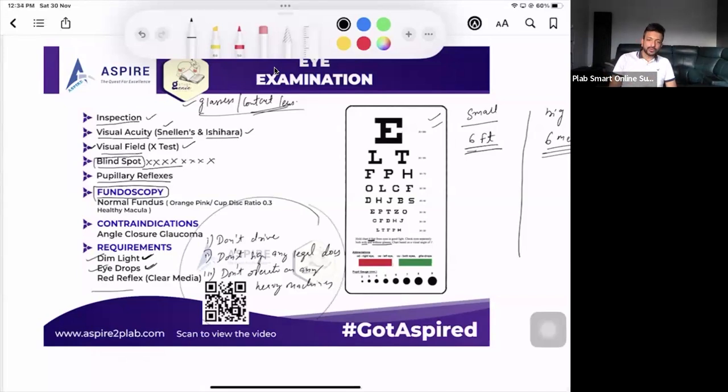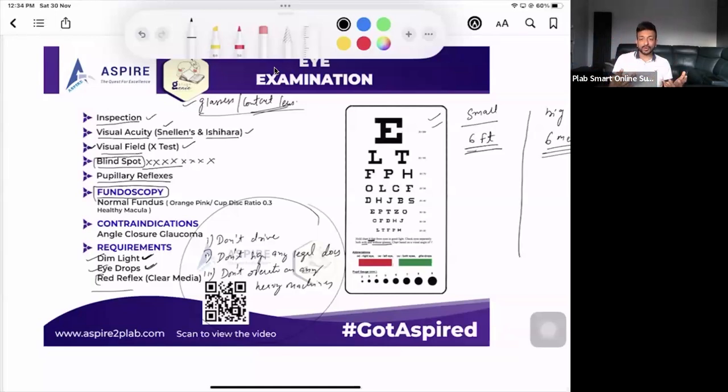And then what you do, you will do fundoscopy. First, you do the red reflex. What is red reflex? You just check the red reflex from an arm's distance: you shine the light in the patient's eye with the help of an ophthalmoscope. You will see a red dot in the patient's eye. It means the media is clear. You can see the back of the eye, so you are able to go ahead with your fundoscopy.